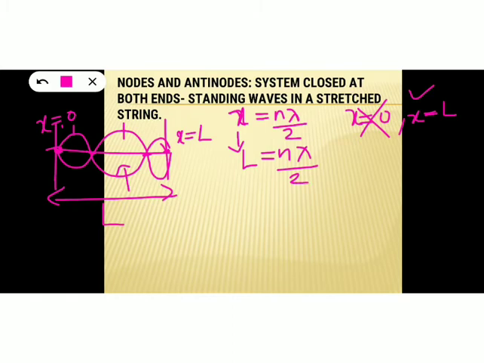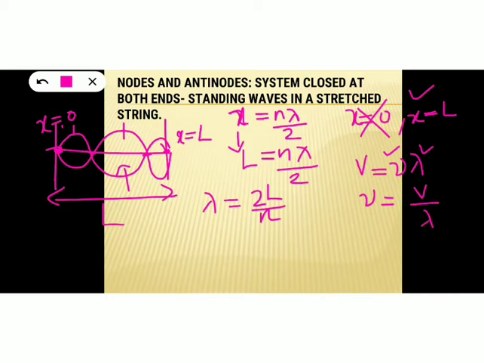This is the condition for the occurrence of a node: L is equal to n lambda by 2. From this, lambda equals 2L by n. And what is the frequency? We know that velocity v equals nu lambda, where nu is the frequency and lambda is the wavelength. Therefore frequency nu is equal to v by lambda, where lambda is 2L by n.